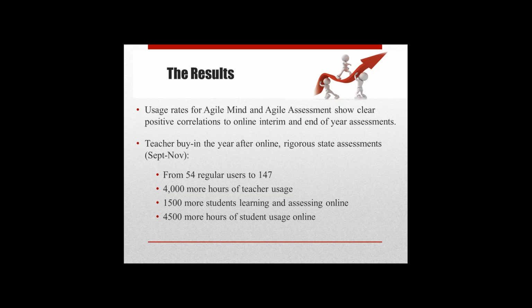So we're seeing now clear positive correlations on our online interim assessments that we've given, and some of those we've given through Agile Assessment and some of them through a third-party site. But what we see is that we have positive correlations for usage rates of Agile Mind and Agile Assessment, and we're starting to see end-of-year assessments come back that also show that positive correlation.